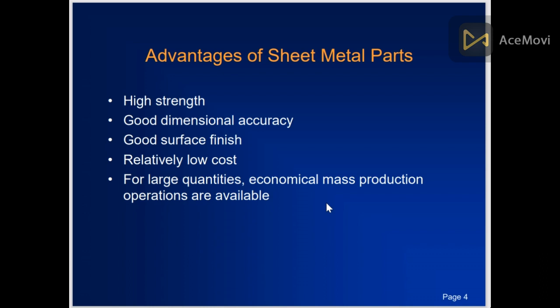Advantages of sheet metal parts. Sheet metal parts have high strength, good dimensional accuracy, good surface finish, and low cost. For large quantities, economical mass production operations are available. So these are some qualities.